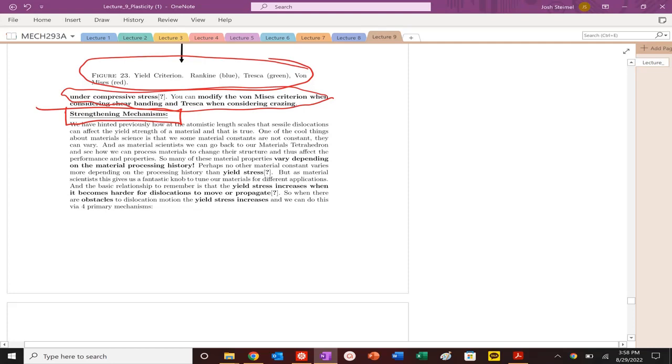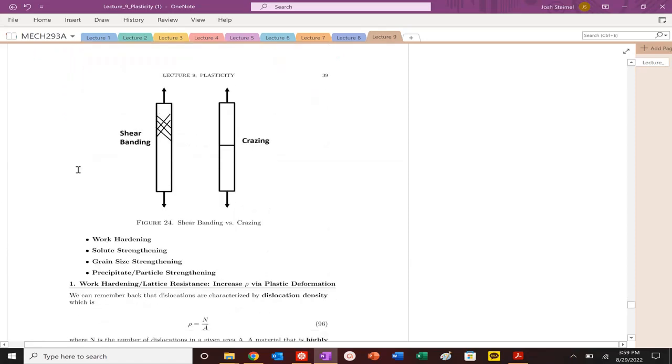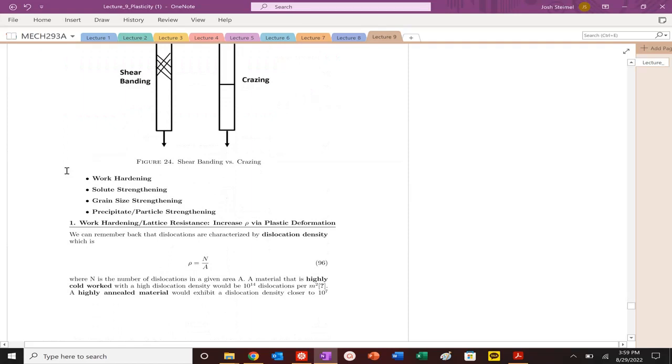So let's talk about some methods to strengthen materials. There are multiple ways and multiple processes in which we can increase the strength of materials, specifically the yield strength. All these different mechanisms to strengthen materials correlate to the same thing: making it harder for dislocations to move or propagate. And when that happens, the yield strength increases and the ductility and the strain at failure decrease.